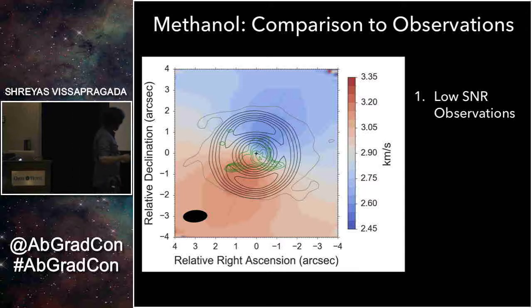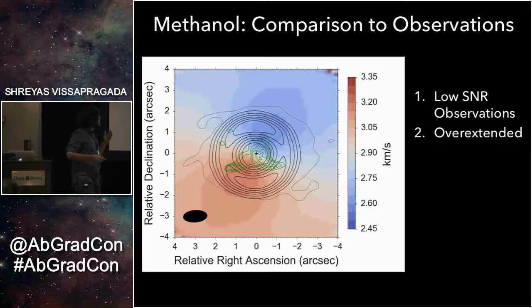The first thing you might notice is that the green contours aren't really super symmetric about the origin of the disk. And according to my advisor, who is a radio astronomer, not me, this is due to low signal-to-noise ratio in the observations. So that's not something I can directly fix. Another thing you might notice is that the black contours are really extended relative to the green contours. And I'll talk about that in a second.